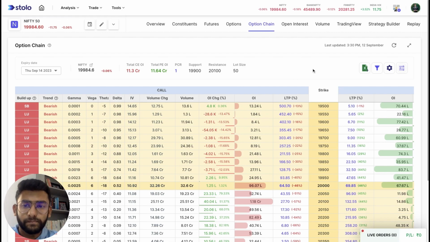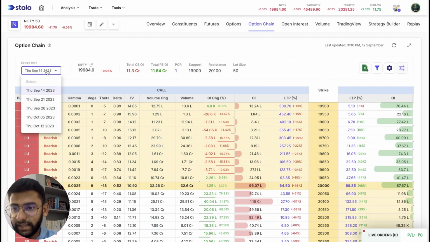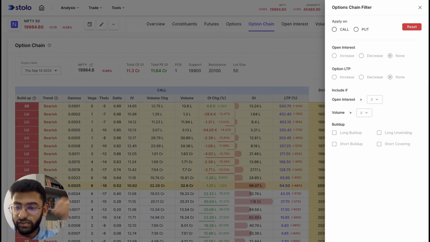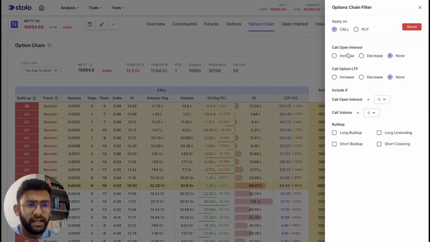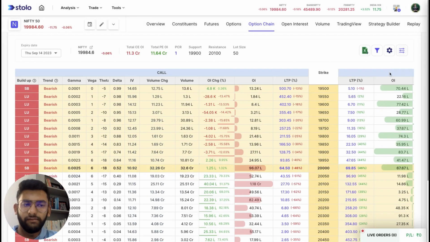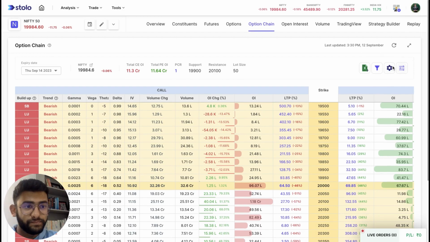Similarly, you can change your expiry here to the expiry you're currently trading. You can download it as an Excel. You can filter these strikes out, right? So once you have selected, for example, here as an index, you can actually filter your strike out to choose the perfect strike to trade in terms of, let's say, call. You can select this. You can choose as call open interest decrease or increase, call LTP increase or decrease, and you can also choose your build up for selecting specific build up strike as well, right? And once you click enter, it would obviously filter your data.